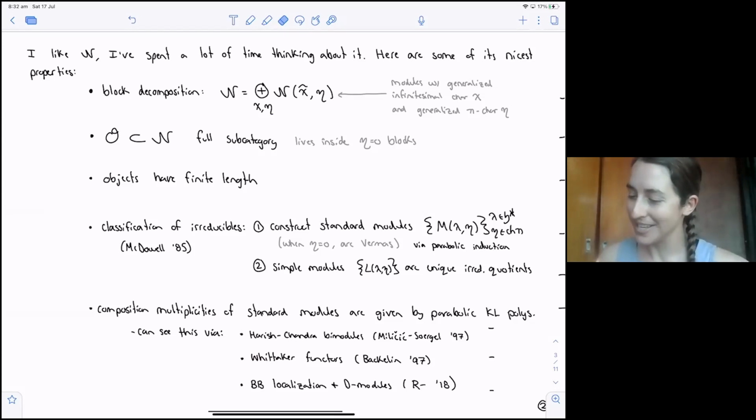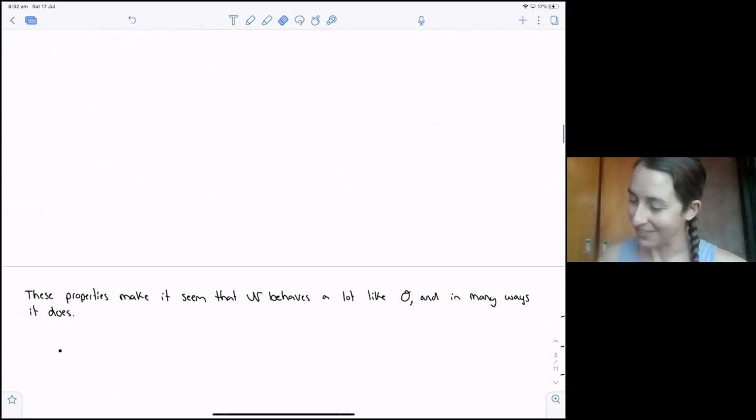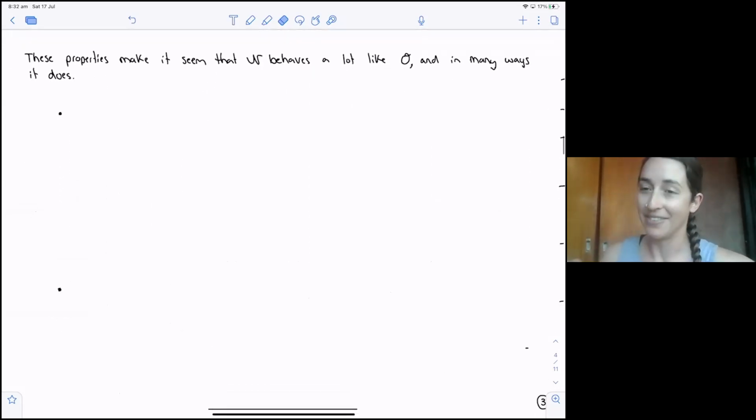Okay, so here's a bunch of properties from some category I like. And what you might be thinking right now, if you've learned a bit about category O, is that N looks to be exactly like category O. So all the things I've told you so far are some of our favorite properties of category O: block decompositions, character theory being given by Kazhdan-Lusztig polynomials, etc.